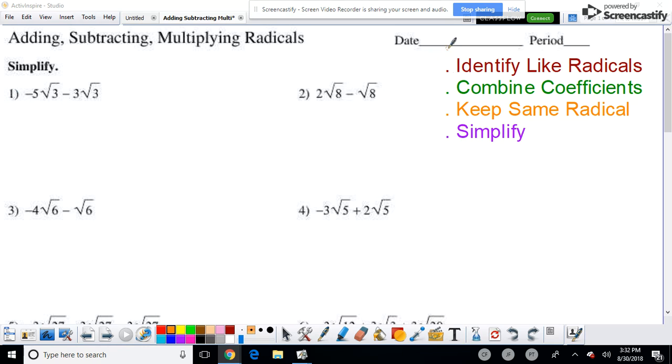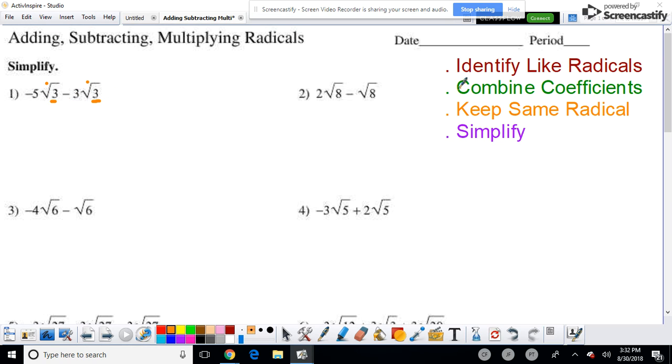Number one, first thing we want to do is identify like radicals. Well, what do we mean by like radicals? Like radicals are radicals that basically have the same radicand and the same index. So in other words, it's the same number under the radical and the same index. So we've identified like radicals here.